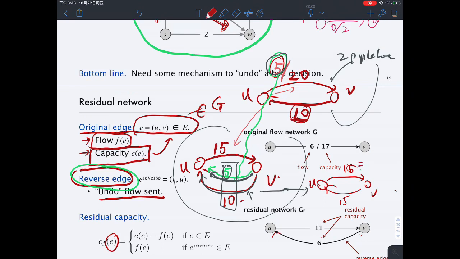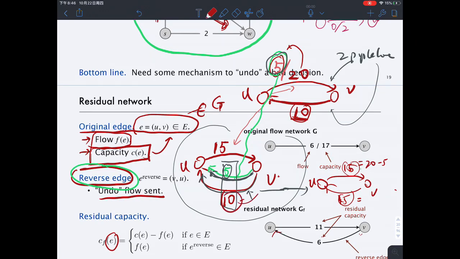So in our example, these two, although both are 15, come from two different calculations. The first 15 comes from 20 minus 5. The second 15 comes from 10 plus 5. So despite that these are the same numbers appearing twice, they are calculated in very different ways.